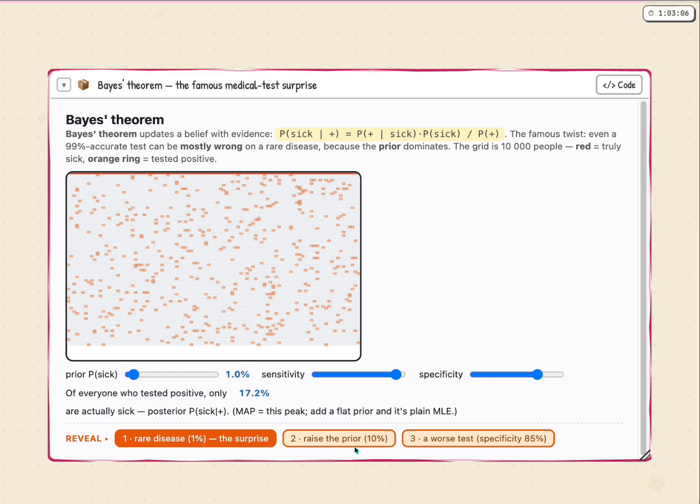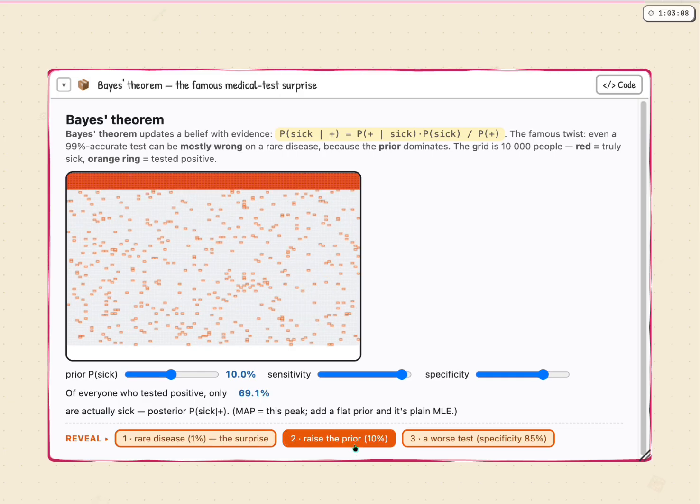A 99% accurate test and a positive result still means you're probably fine. Only a 1 in 6 chance of being sick. Why? Because the disease is so rare that the prior dominates. The false alarms from the huge healthy population swamp the true positives.